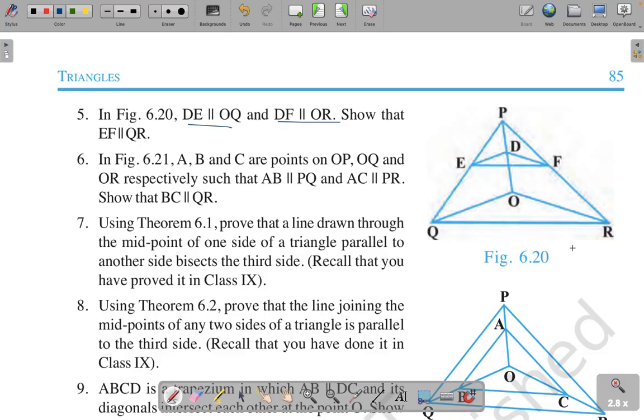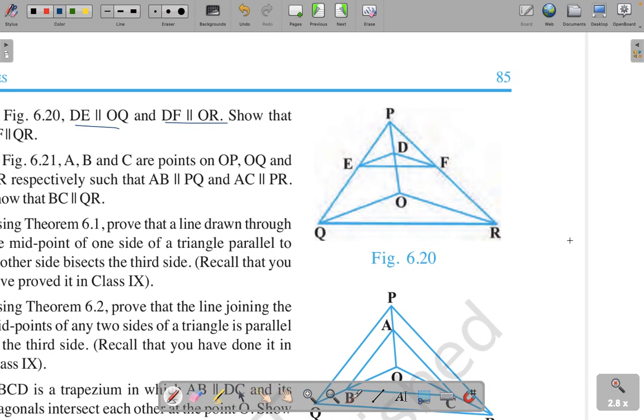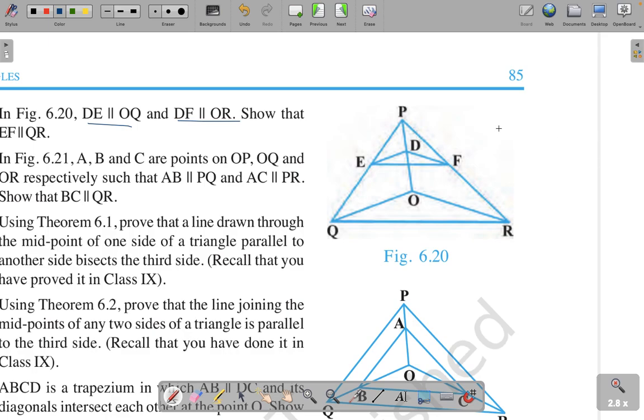Right, I'll tell you how to find triangles. So maybe this will be helpful for other questions. So see, DE is parallel to OQ. So DE is parallel to OQ, right? So this gives you this triangle.